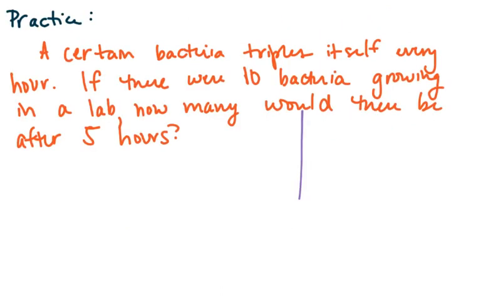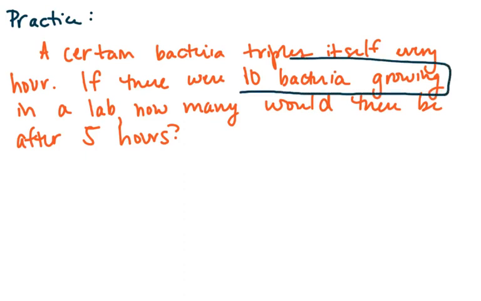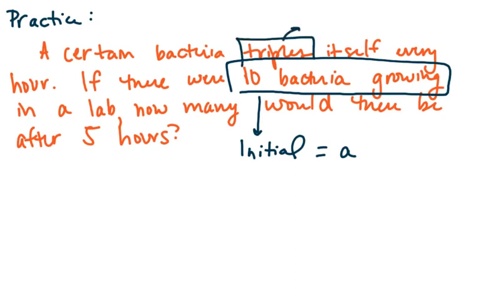Let's look at 2 practice problems. So let's say here you've got a certain bacteria that triples itself every hour. If there were 10 bacteria growing in a lab, how many would there be after 5 hours? So this 10 bacteria growing, this is my initial amount. It's how many I'm starting with, right? So this is A, okay? And then it says that it is tripling every hour, right? So this is going to be B because it's talking about growth, okay?